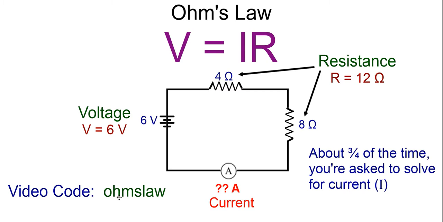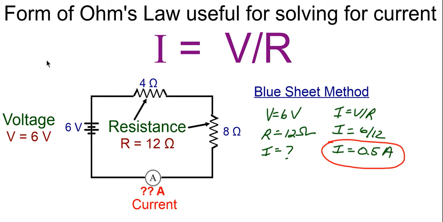Ohm's law. About 3/4 of the time you're asked to solve for I. That's current, isn't it? Unfortunately, current is I. So because of that, here's a form of V equals IR with I on the left. This is a useful form, isn't it? If you're going to be solving for I about 3/4 of the time, this is a useful version of V equals IR to know.